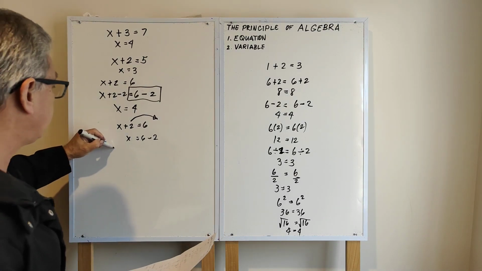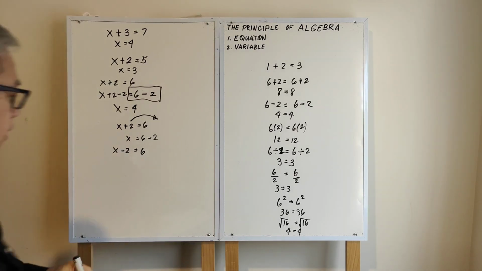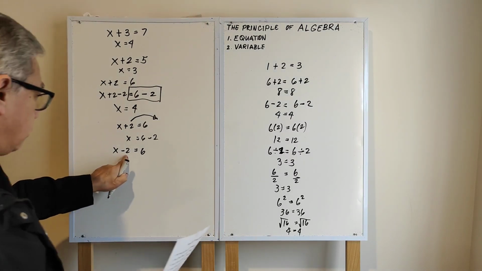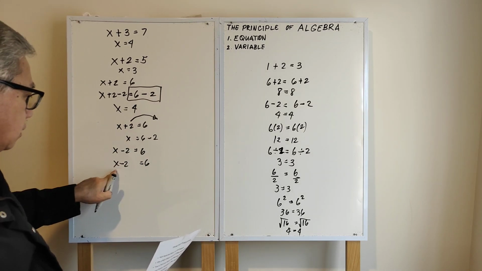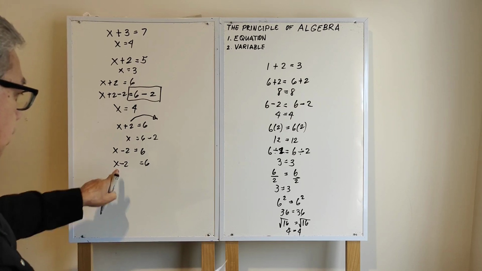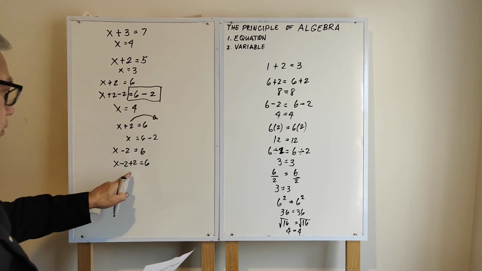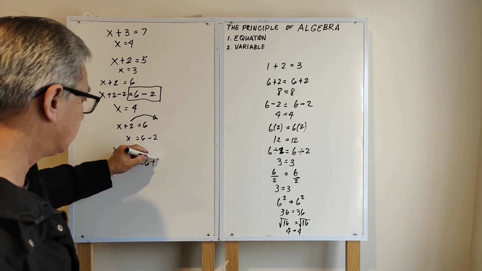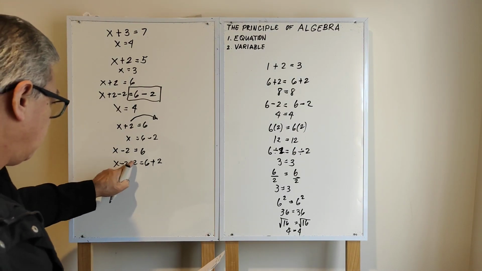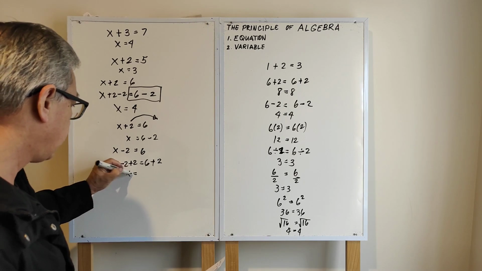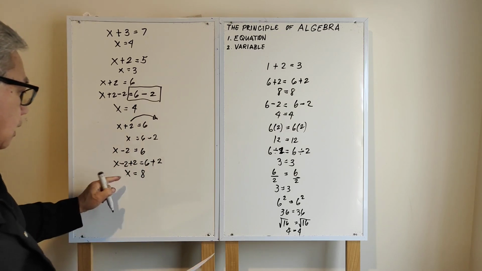Okay, another example. x minus 2 is equal to 6. You want to remove minus 2 on the left side to get x, to isolate x. To remove minus 2, you have to add 2. And then if you add 2 on the left side, you have to add 2 on the right side. Now, this one becomes 0. So what's left is x. 6 plus 2 is 8.